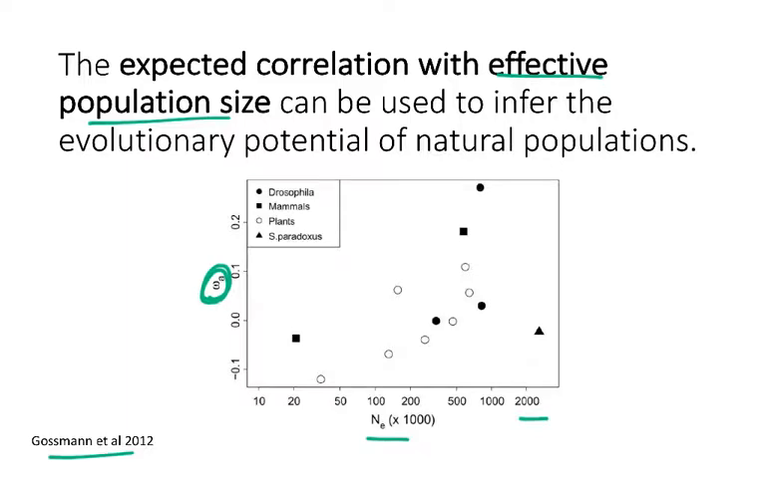And we can see in this paper, across several different groups of organisms, overall there's a general positive correlation, where the higher the effective population size is, the higher the evolutionary potential is. So we can use that metric of effective population size to help us determine whether this population is likely to have high or low evolutionary potential.